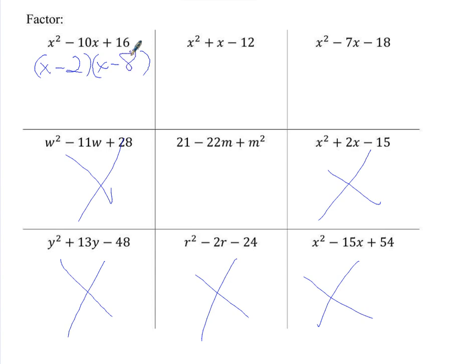Does it matter which order you write those? No. Check them. Negative 2 times negative 8 is positive 16. Negative 2 plus negative 8 is negative 10, so that's the correct answer.